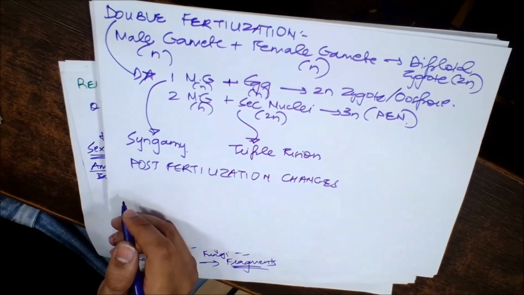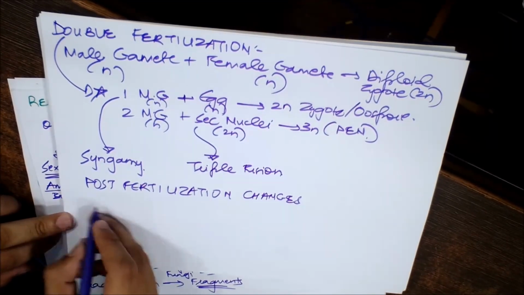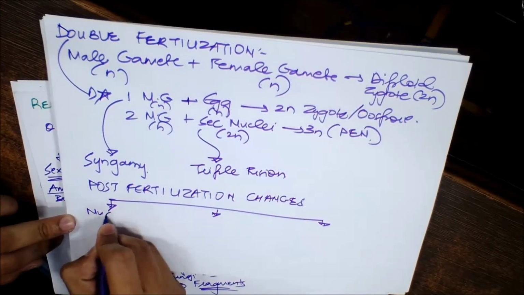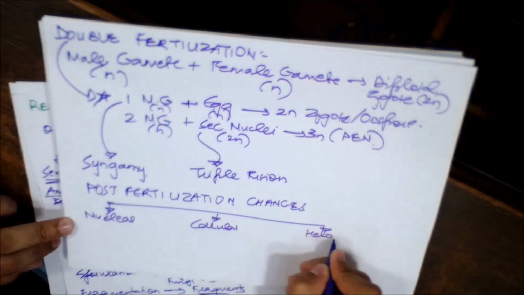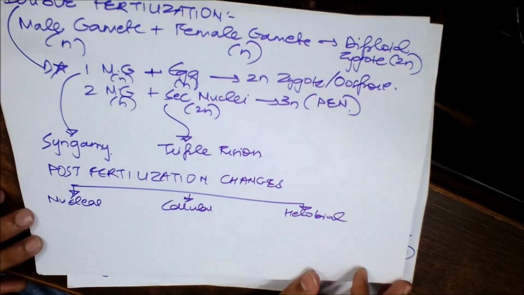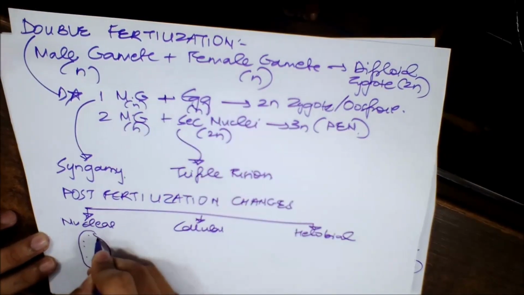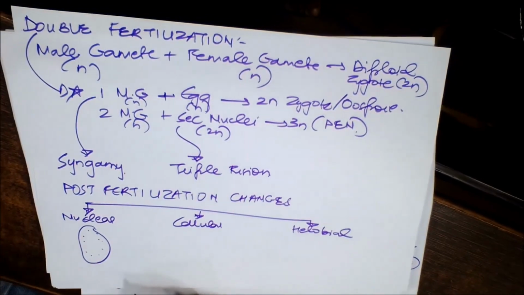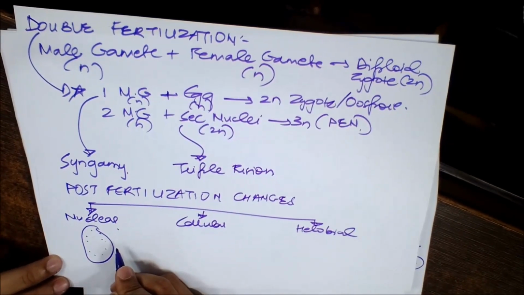Different types of endosperms are formed, and depending upon the mode of development, 3 different types of endosperms have been recognized, which are broadly classified as nuclear endosperm, cellular endosperm, and helobial endosperm. The basic difference between these 3 types is that in the case of nuclear endosperm, a large number of nuclei are formed inside the endosperm. However, the formation of cell walls doesn't take place simultaneously, but takes place at a later stage. So this is the nuclear type of endosperm.